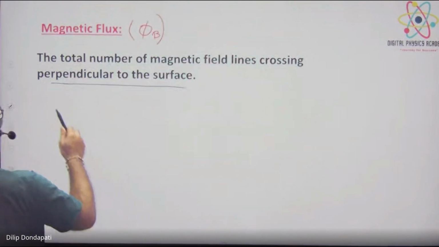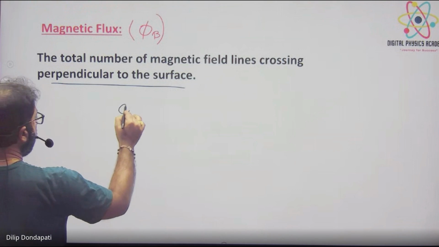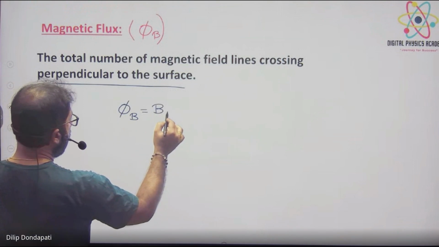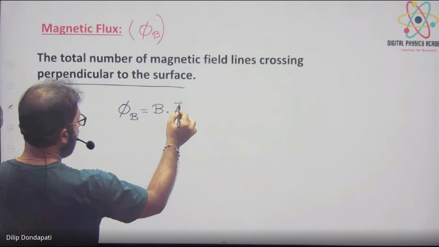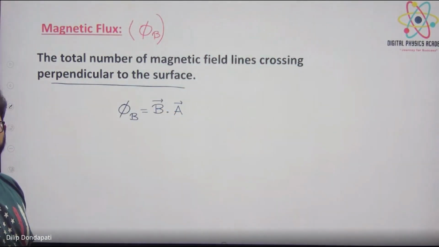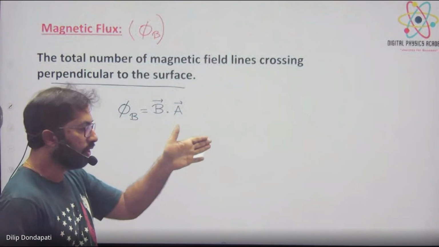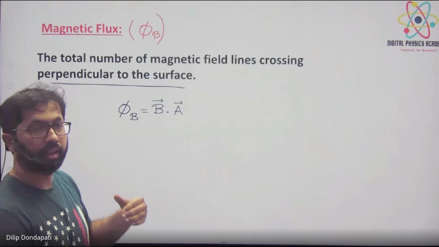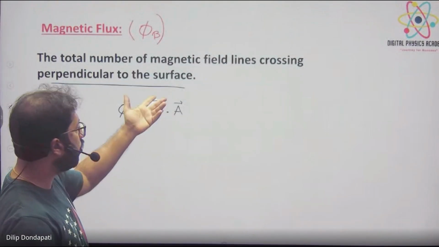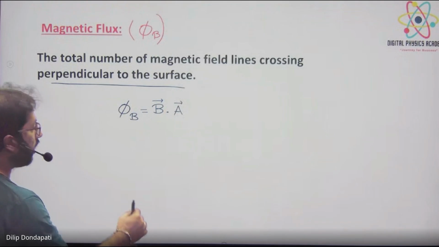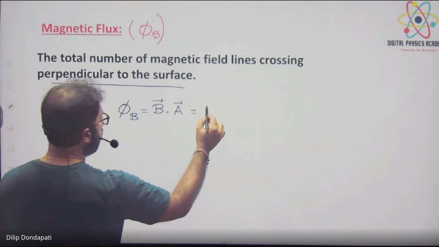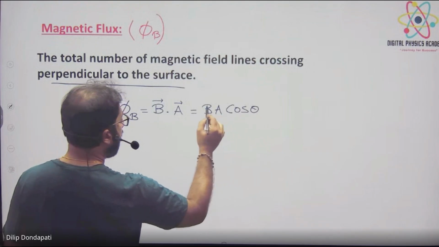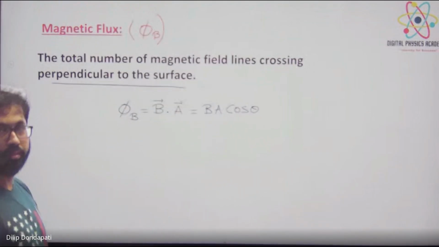And the formula of magnetic flux is B dot A. A is the area vector, which you know already. For this surface, you have to take the area vector perpendicular to the surface. And B is the magnetic field. If I expand, what will you get? BA cos theta. Theta is the angle between the magnetic field and the area vector.